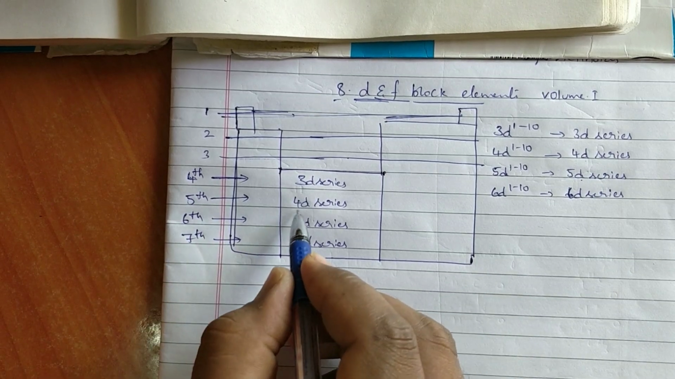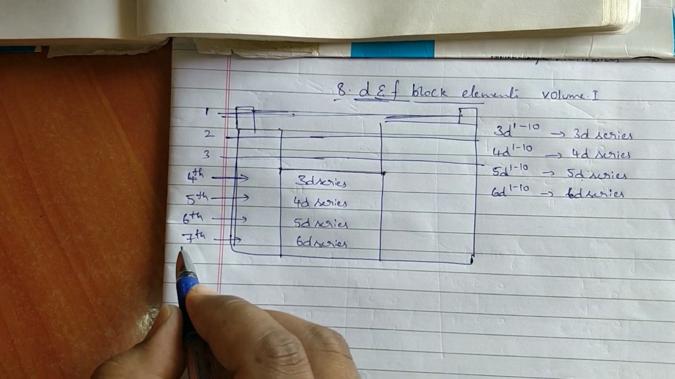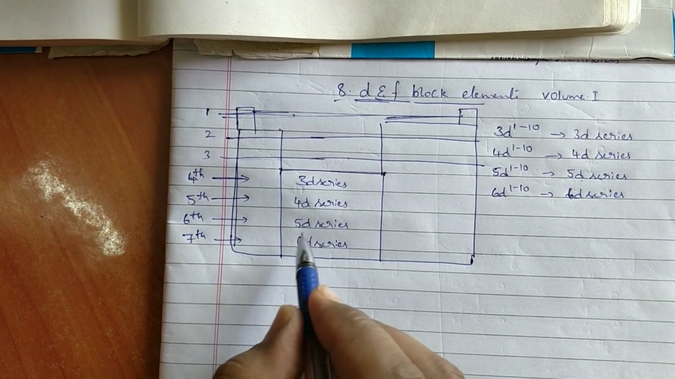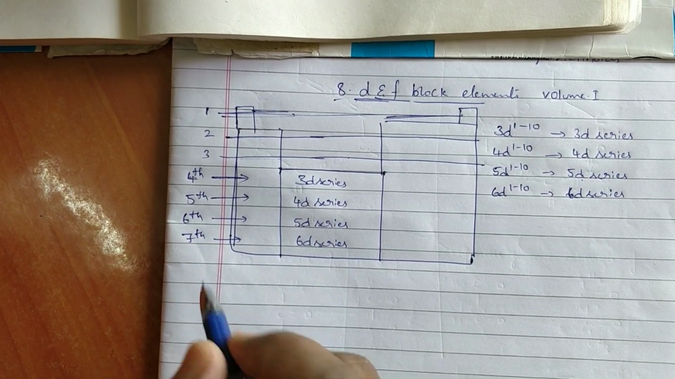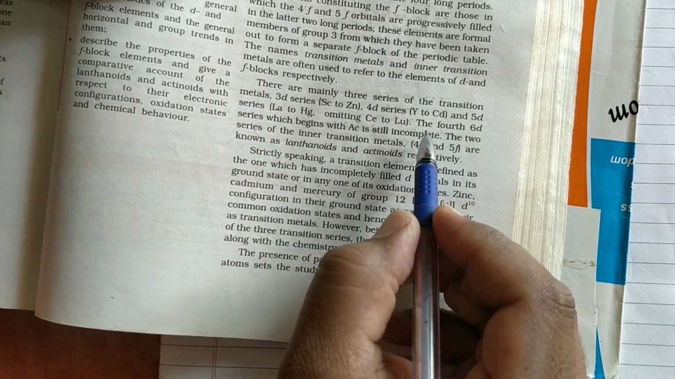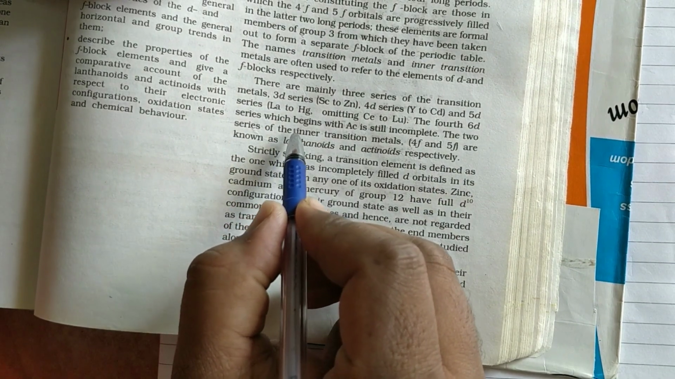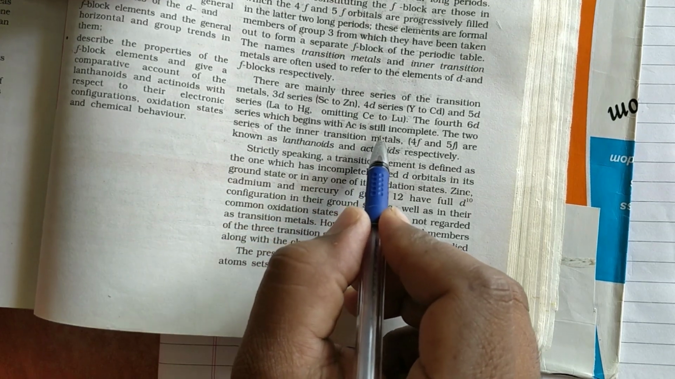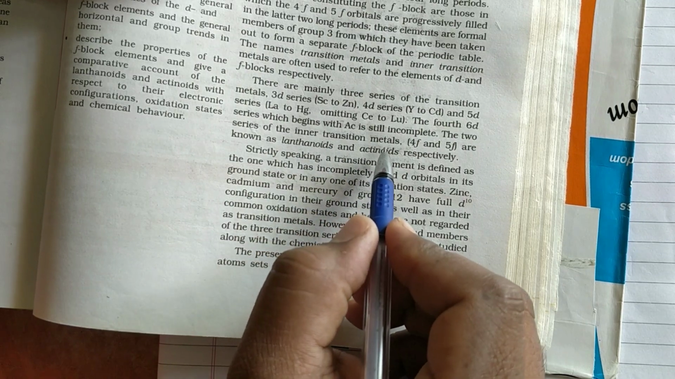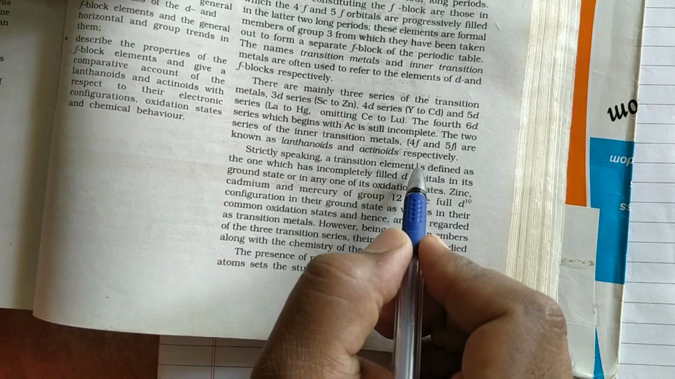Fifth period contains the 4D series. Sixth period contains the 5D series. Seventh period contains the 6D series. So our point is, the 6D series belongs to the seventh period. Now coming to this point: the fourth, 6D series, which begins with actinium, is still incomplete. The two series of the inner transition metals are known as lanthanides and actinides respectively.